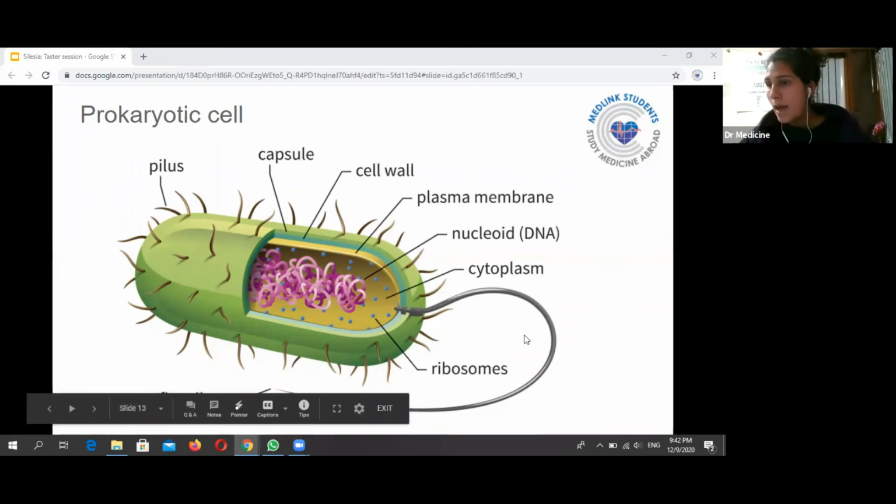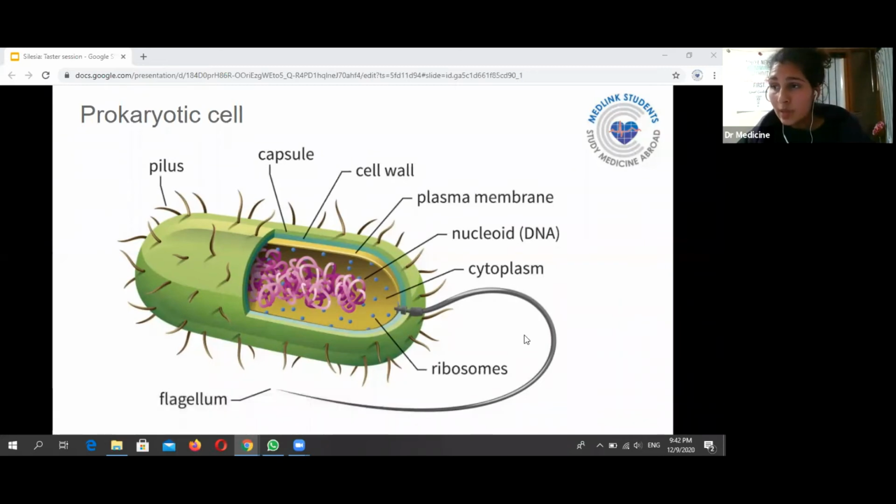Okay. And then last but not least, we have the flagella. So the flagella, again, is another very important component of a prokaryotic cell. And this is for locomotion. It allows the cell to swim, and for chemotaxis to take place, which is basically allowing it to swim towards food and away from poisons. It's sort of like a mechanism. So this is really important.